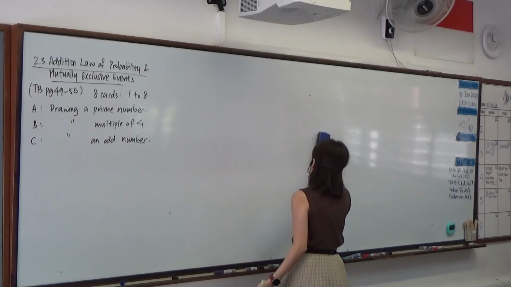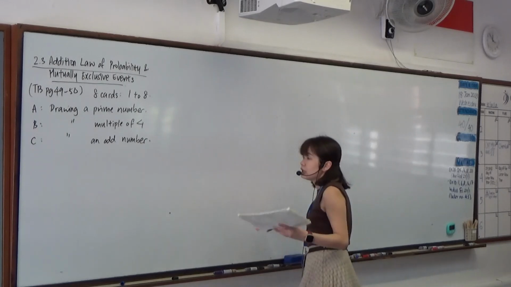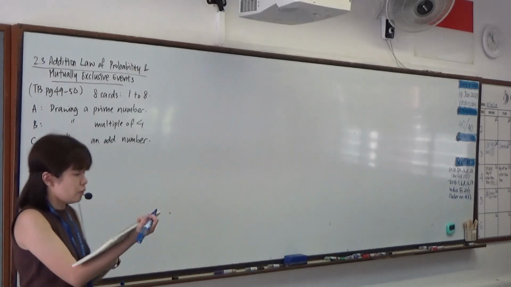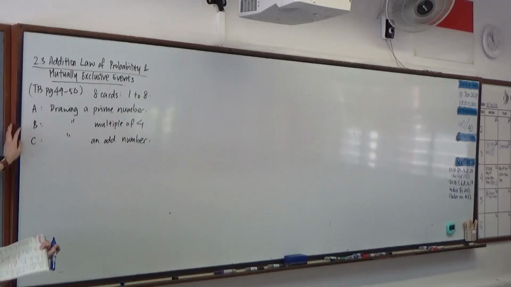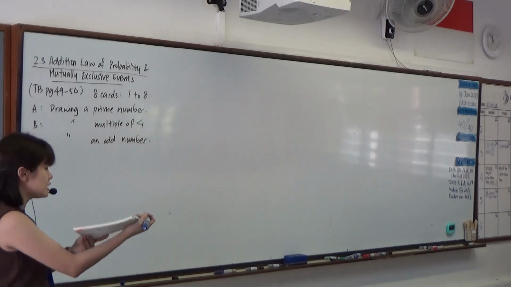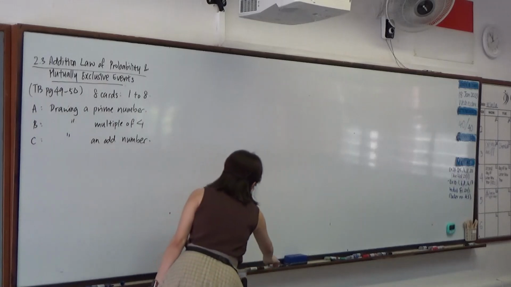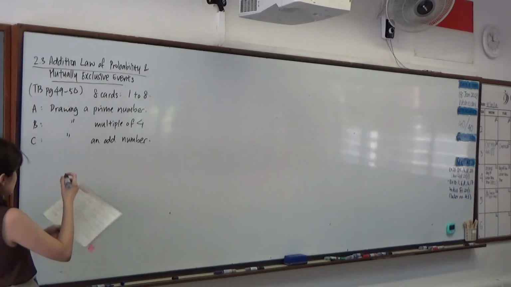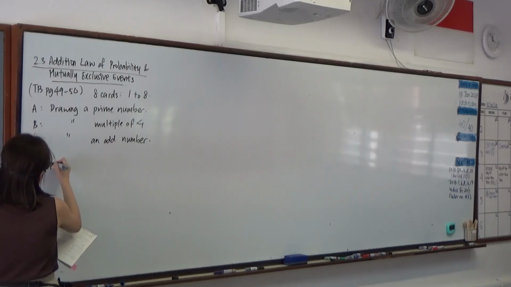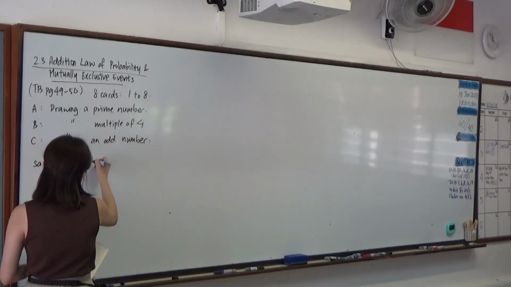So the investigation activity. Let's take a look at it. We have 8 cards numbered 1 to 8, and we are defining 3 different events as such. A is where we draw a prime number, B is where we draw a multiple of 4, and C is where we draw an odd number. The first question is asking you to list the sample space, so that will be straightforward. We only have 8 cards numbered 1 to 8, so therefore the sample space would be the set.